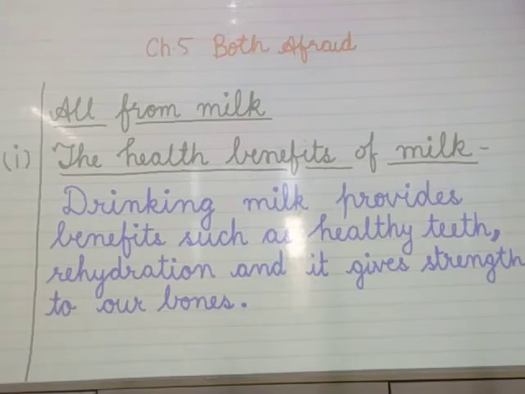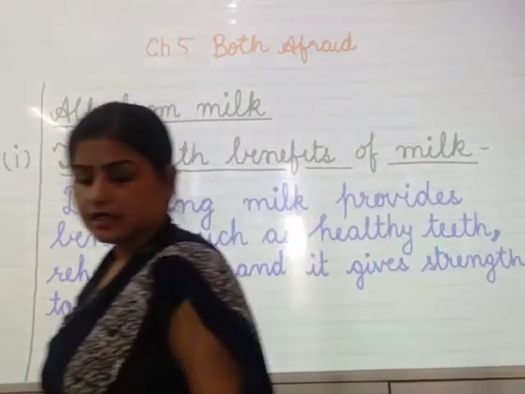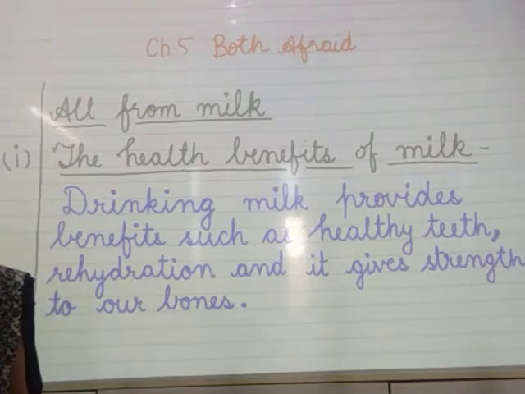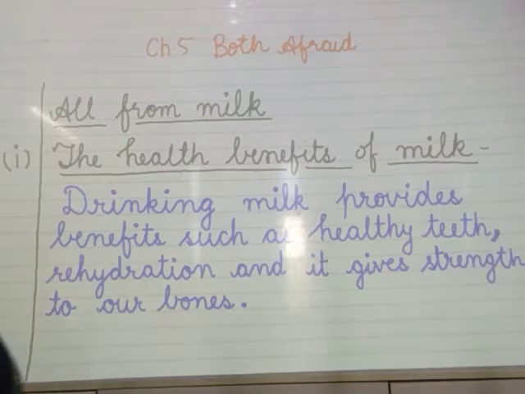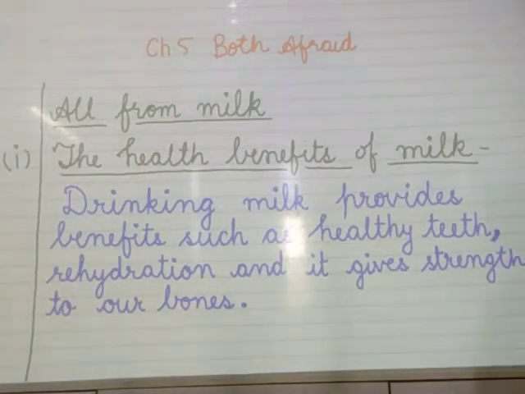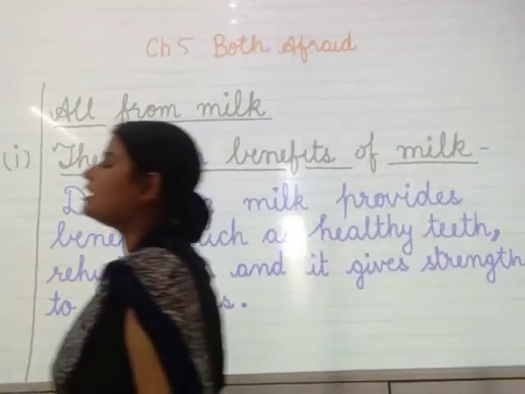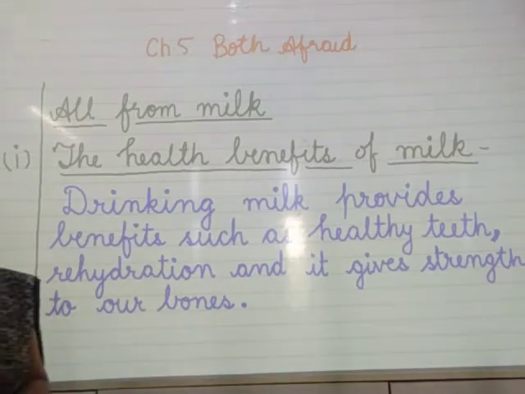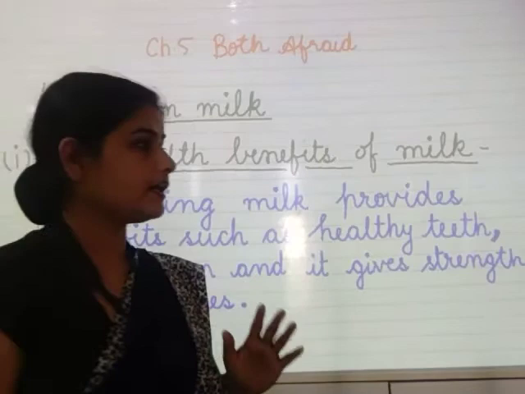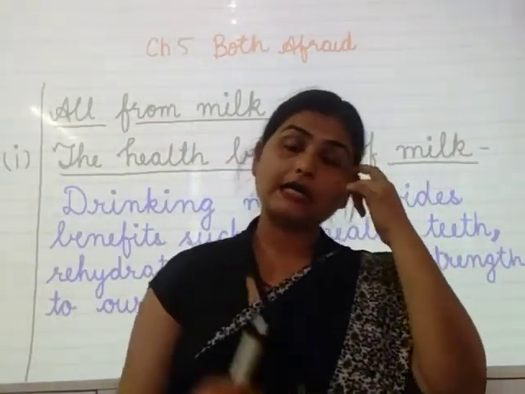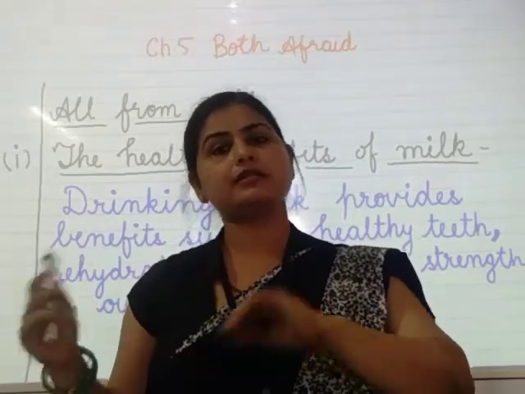Now the second one is the approximate quantity of milk a cow gives. एक cow एक दिन में कितना milk देती है? See, it depends on the different types of cows. ठीक है, हर नस्ल की काव जो होती है, वो डिफरेंट क्वांटिटीज ऑफ मिल्क देती है.